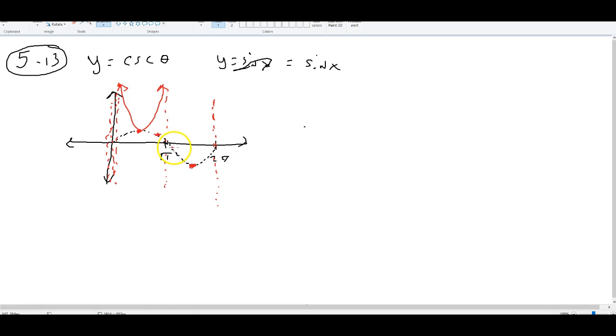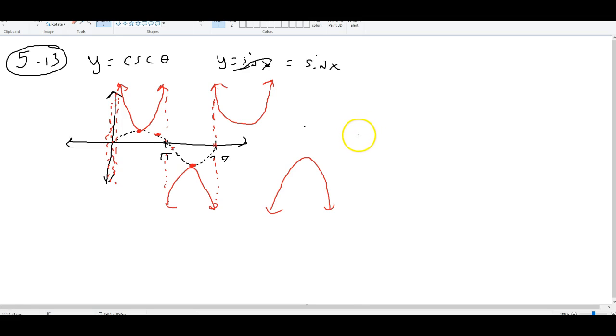Now when sine gets to this quadrant, it's negative. So 1 over it will also be negative. So it ends up doing this. And then if we were to continue the pattern, both cosecant and secant graphs end up looking like this over and over again. Okay? All right, go ahead and pause this and then try problem number 1 on the back of 513.